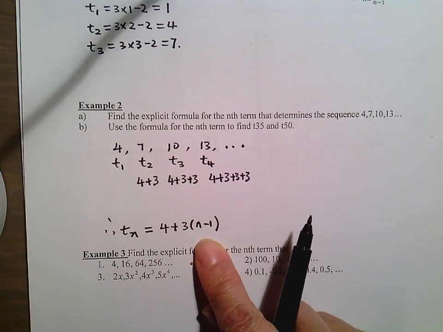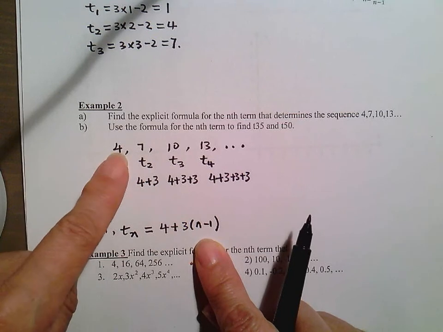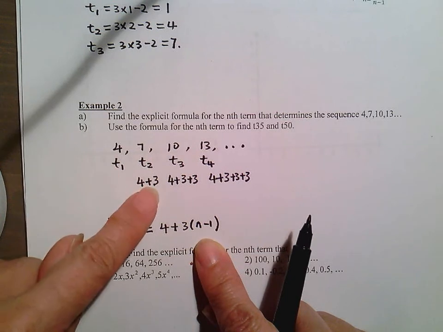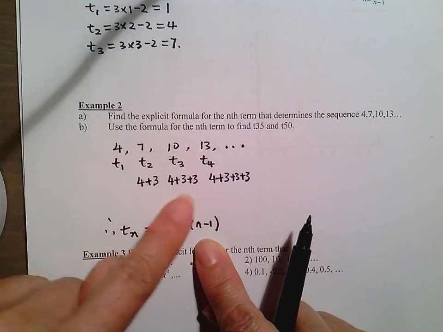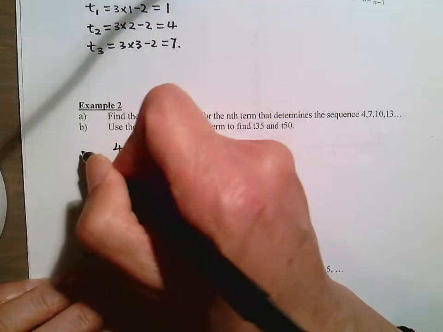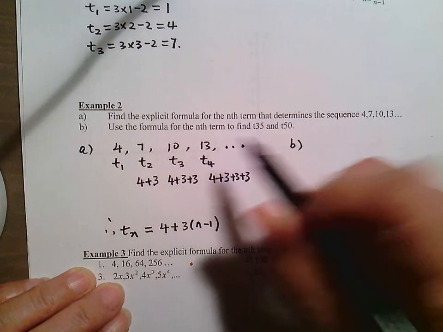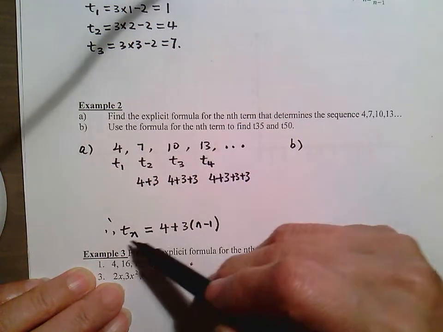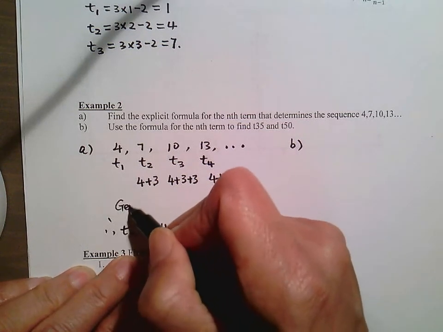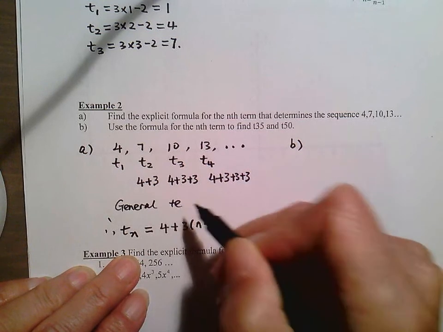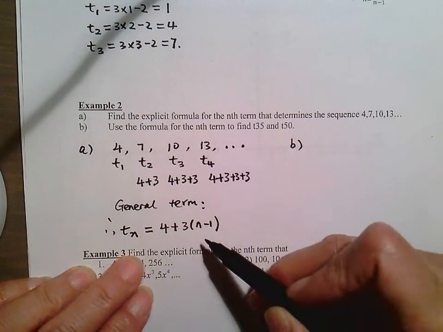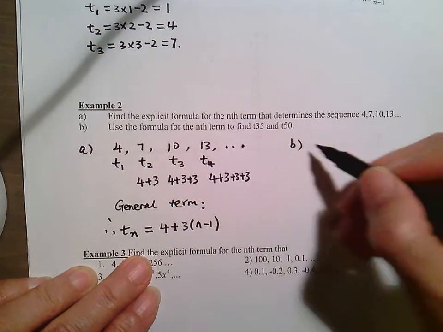So you really have to look at the connection between the term value, which is 4, 7, 10, and 13, and the term number, which is 1, 2, 3, 4. Okay, now this is part A. Part B is to use the explicit formula you found, the nth term. We also call this explicit formula the general term, because it's the nth term.